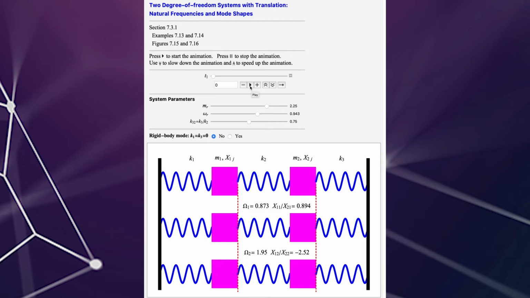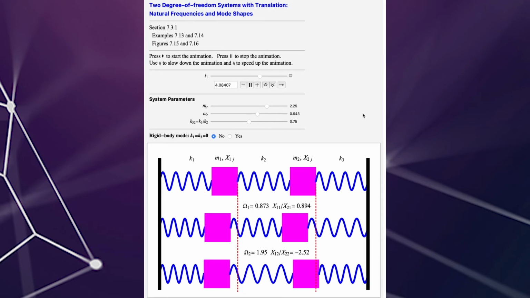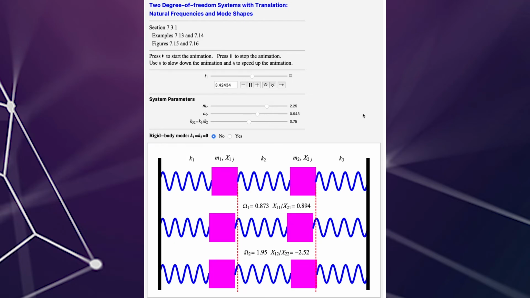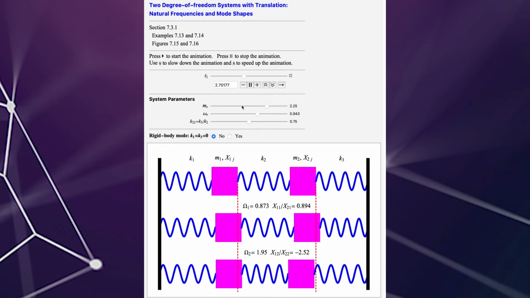The motions of the masses are in phase for the mode shape associated with the lowest natural frequency. On the other hand, the motions of the masses are out of phase for the mode shape associated with the second natural frequency.